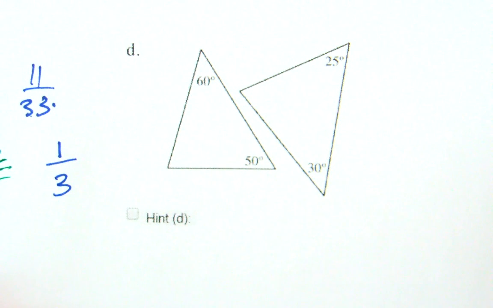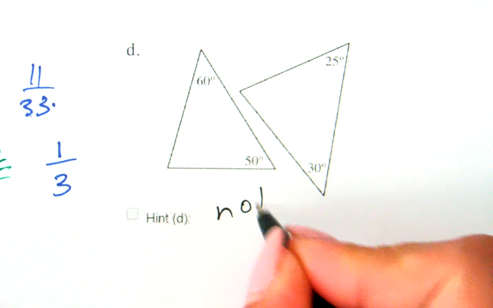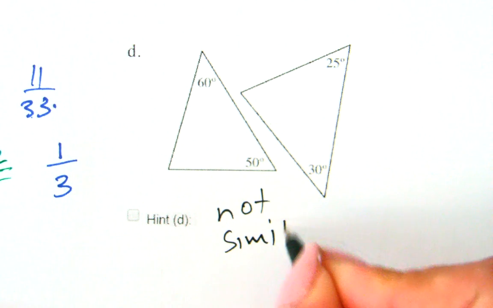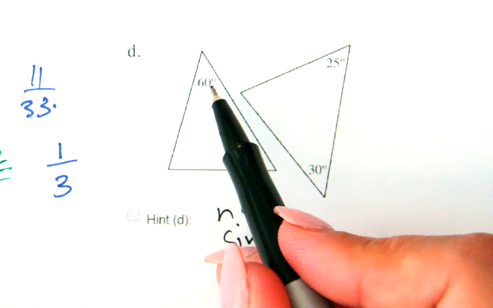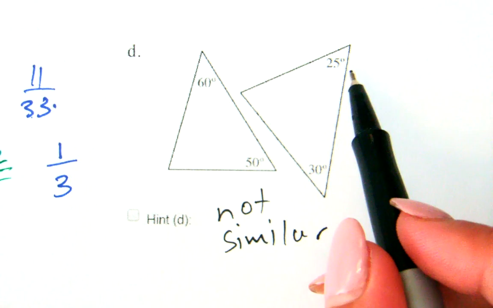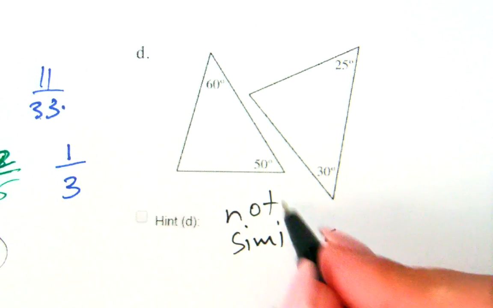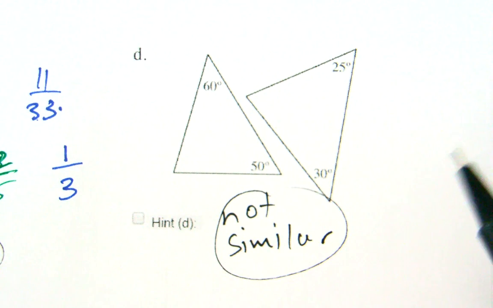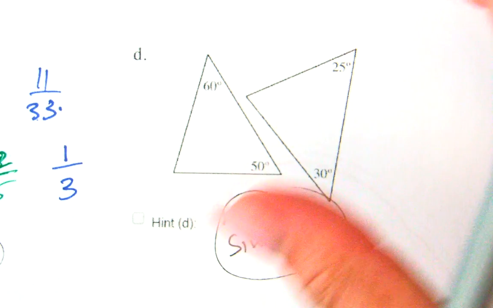Okay, and then here, we don't know anything about the sides, so that's not very helpful. And we need all angles to be the same. So far, 2 of them are not, so there's no way that these ones are similar. Okay, it's not. 60 is double 30, 50 is double 25. No, that's not how it goes. They all have to be the same. Okay, so they're not similar.